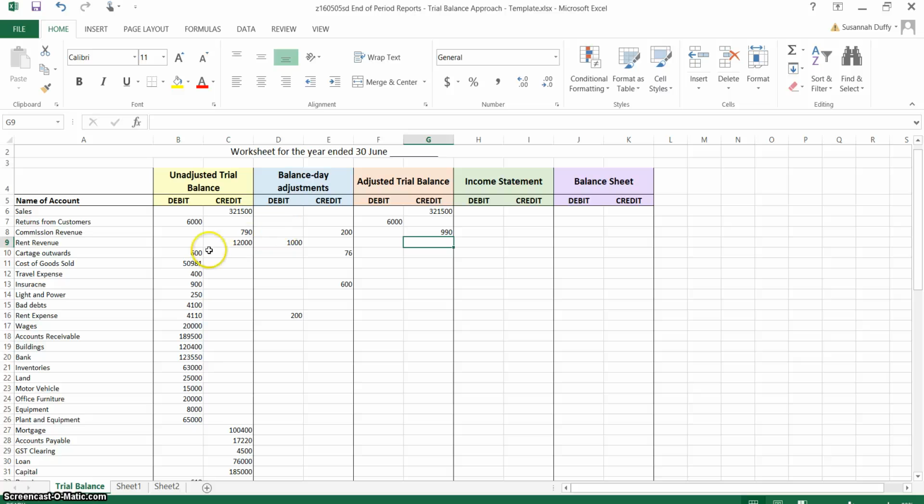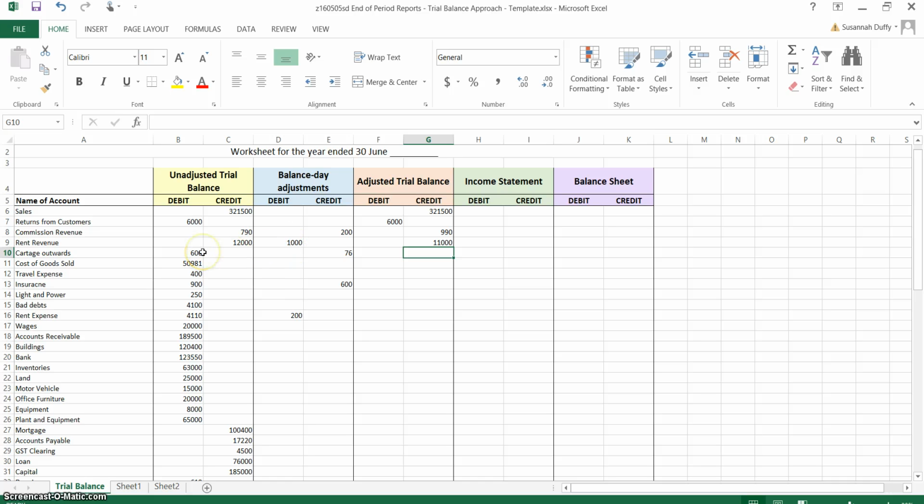Okay, the opposite thing's going to happen here with rent revenue. We had originally had a balance of $12,000. We've now debited the account. So if you've got a credit and you then debit it, you're going to minus. Okay, so we've now got a balance of $1,100.